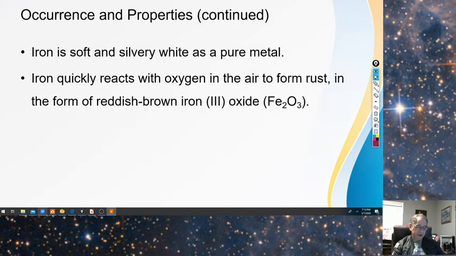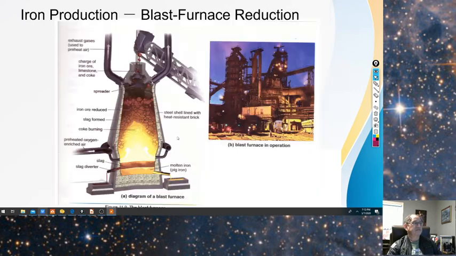Know the properties of iron. And then know about rust. In other words, iron to oxide. Okay, so know about these two lines here on iron.